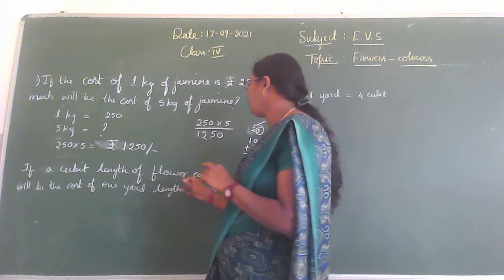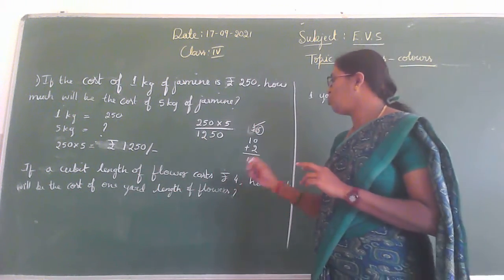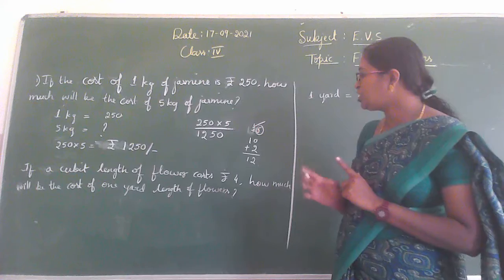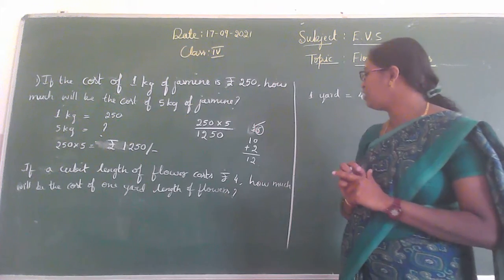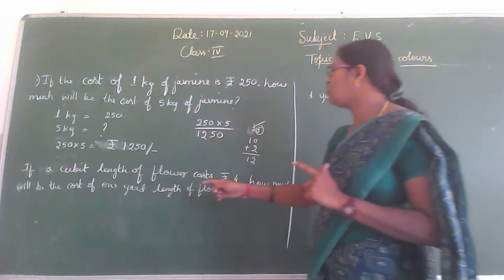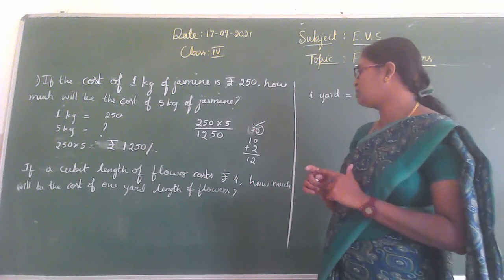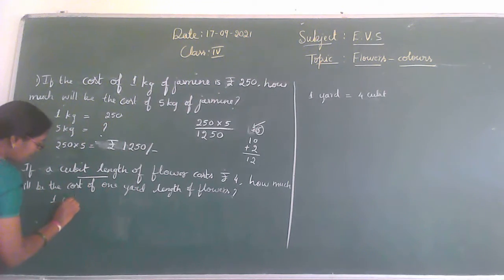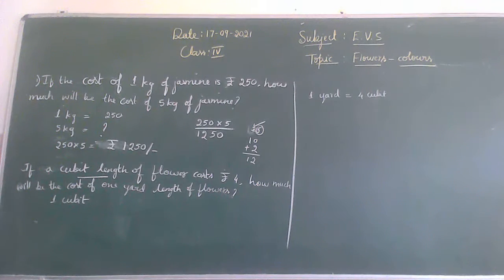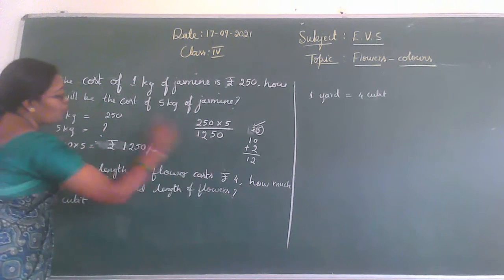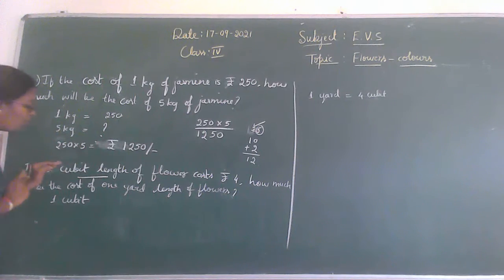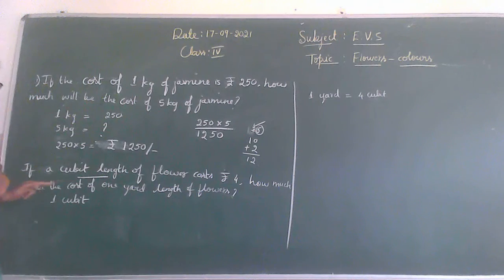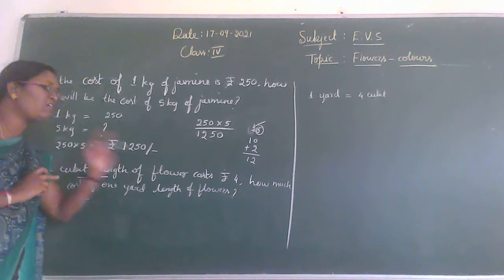If a cubit length of flower costs about 4 rupees. So for the 1 cubit, 1 mola flower, how much does it cost? 4 rupees. Okay. Then how much will be the cost of 1 yard length of flowers? They have given the cubit length. 1 cubit length of flower, how much? 4 rupees. So 1 cubit length of flower costs about 4 rupees. You need to find out the cost of 1 yard length of flowers.